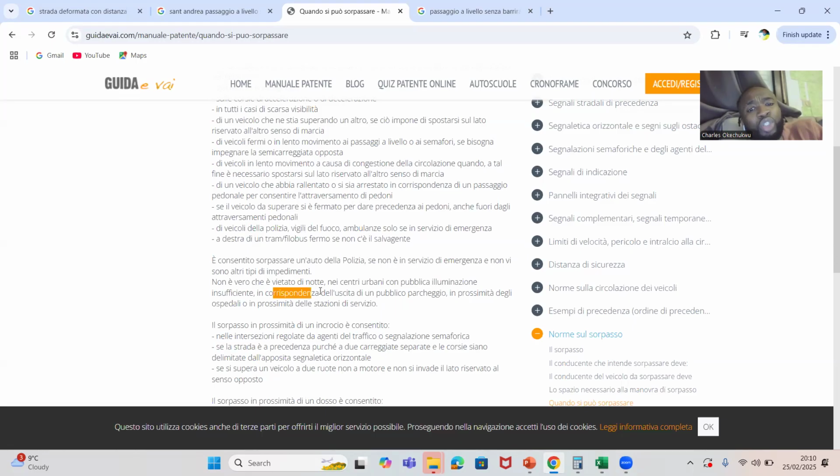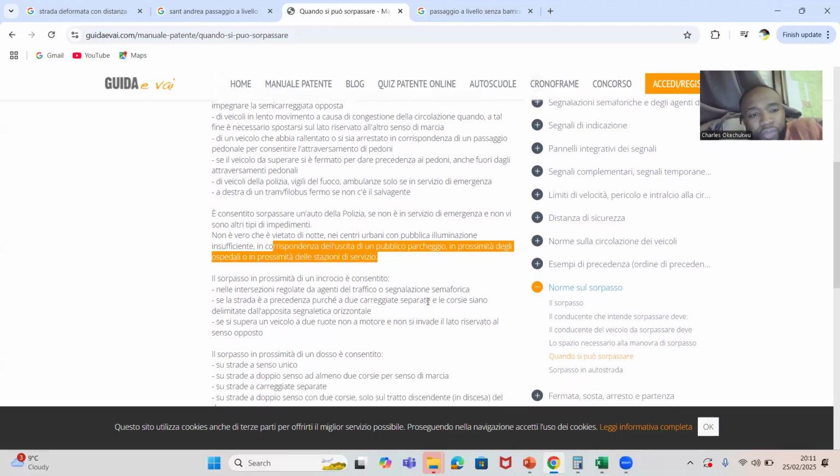In corrispondenza dell'uscita di un pubblico parcheggio, in prossimità degli ospedali or in prossimità delle stazioni di servizio. Nobody stops you from overtaking when you are getting close to a hospital. Nobody stops you from overtaking when you are getting close to a stazione di servizio. Is it clear now? Stazione di servizio can also mean, for example, where you go to put fuel. Nobody stops you from overtaking in all these places. Is it clear now? So it is false for you to say such a thing.